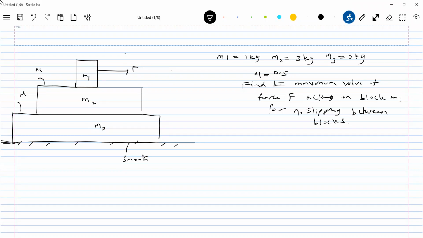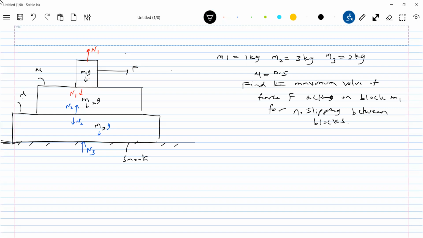We did this particular numerical for only two blocks. Now we have to extend that concept to three blocks. First, let's calculate the various forces that are acting. The normal reactions: this will be N1, the weight of this, and here N1, M2G, and this will be N2, M3G, and this is N3. First we'll calculate these values because they are needed for the calculation of friction.